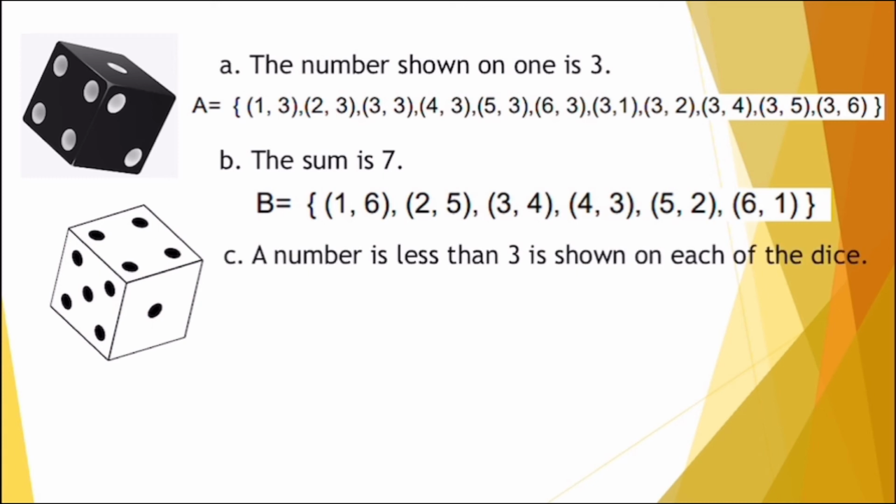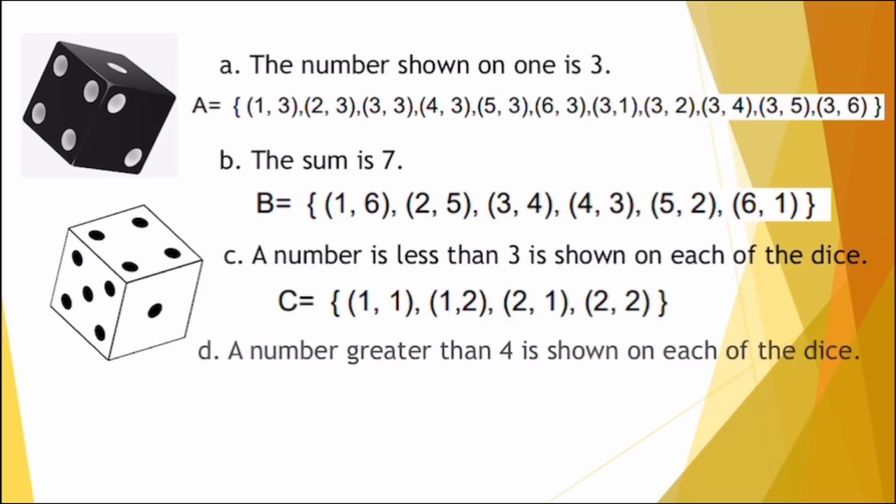For letter C, a number less than 3 is shown on each of the dice. The elements of the event C are 1 and 1, 1 and 2, 2 and 1, and 2 and 2.